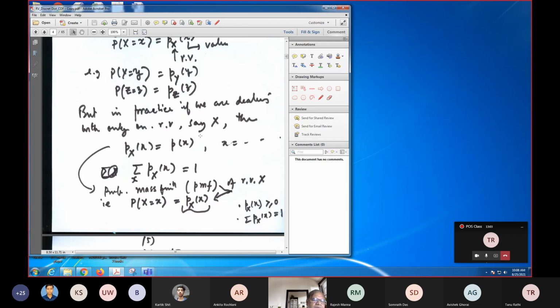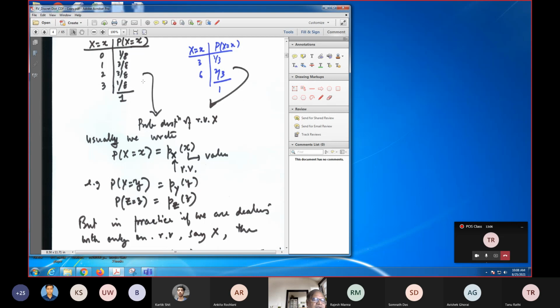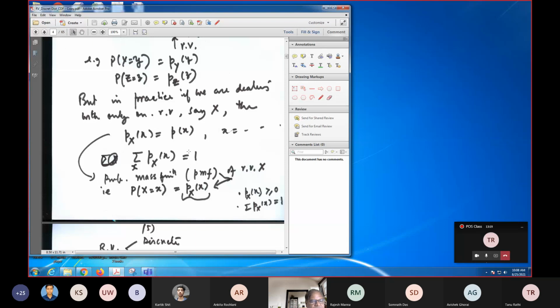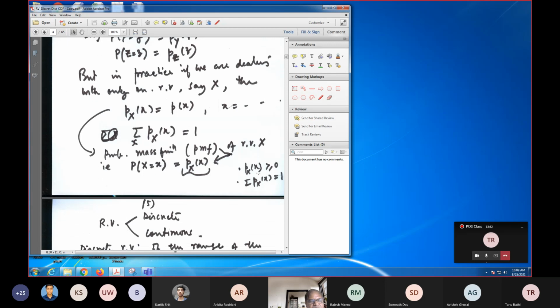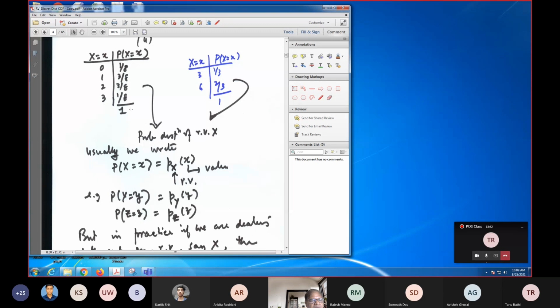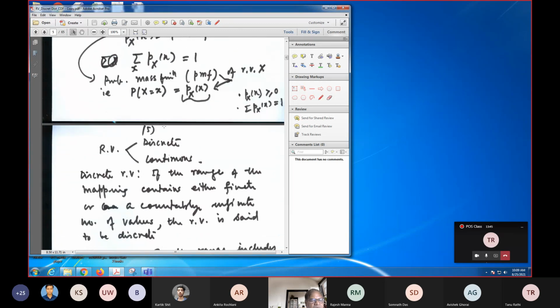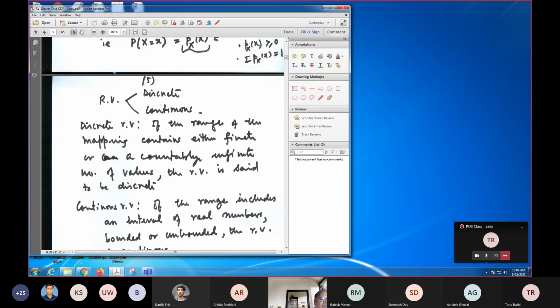As you can see, the sum of all these probabilities on the right-hand side of the table is 1. So usually the sum over all possible values of x is 1. We call this the probability mass function, and it is denoted, as I told you, by pX(x), and it has the property that all these values are non-negative, and the sum will be 1, as you can see here on the right-hand side. Till this point we did it.